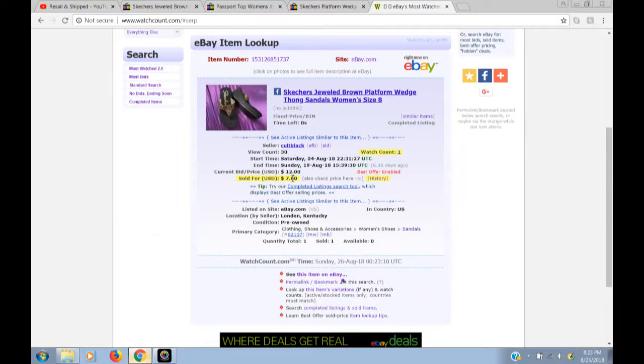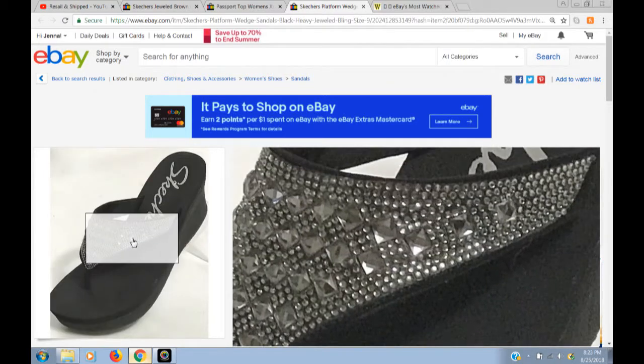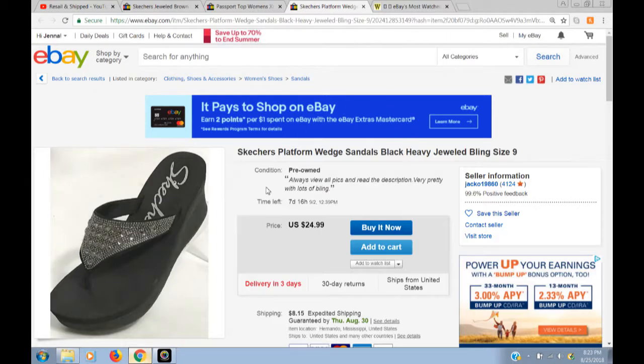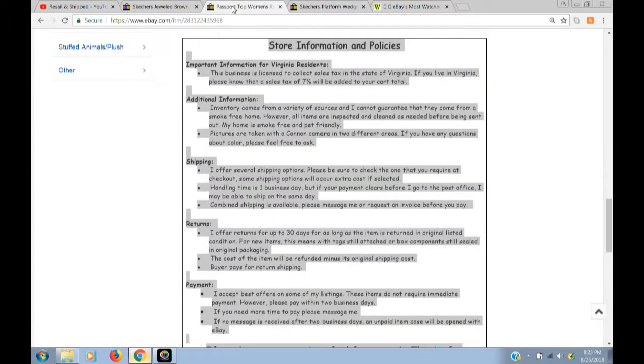Now that's kind of disappointing because I thought they would sell for a little bit more. Does that mean I have to sell my shoes for $7.50? No, but that does mean that I'm going to consider how much they weigh to ship. So for me, based on that, there are some pre-owned ones right here in black selling for $24 with $8.15 shipping, and then that one that sold for $7.60, I think I'm going to go in the middle and say $20 with free shipping for the first round.